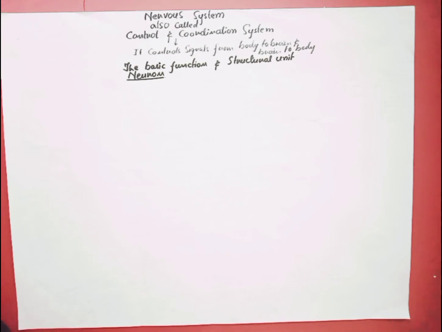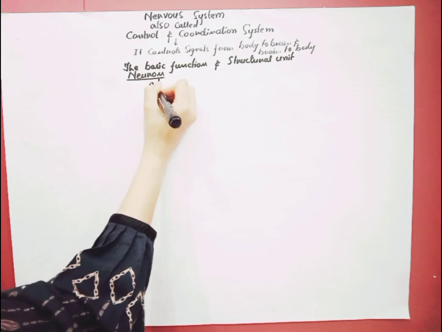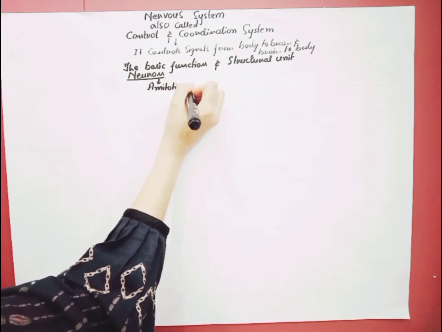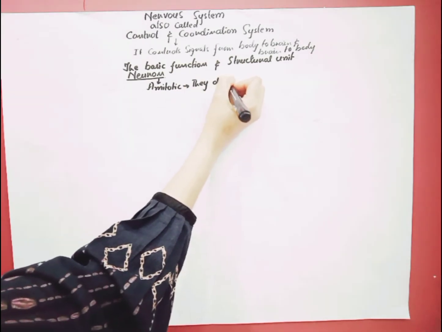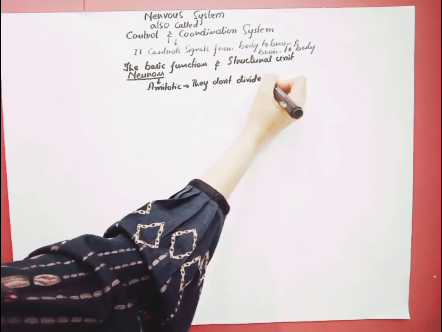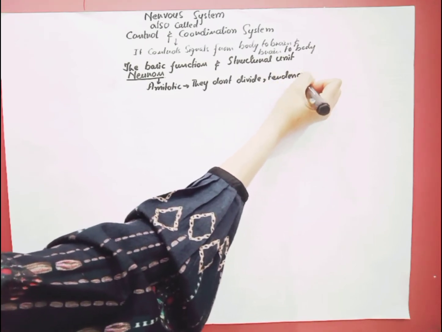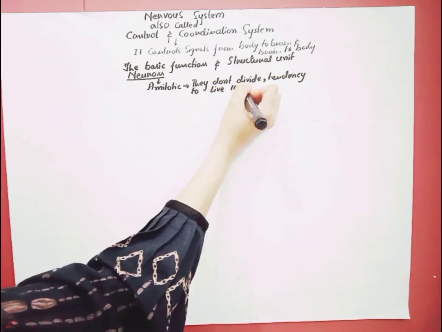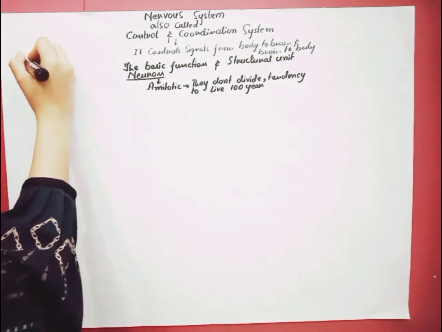Let's discuss the feature and structure of neuron. These neurons are amitotic, means they don't divide. They have tendency to live 100 years. Here is the structure of neuron.